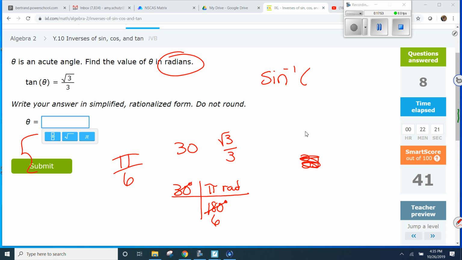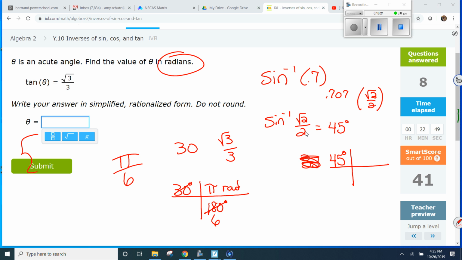This inverse sine of 0.7, I said that's really close to 45 degrees because 0.707 is a value that's really close to radical 2 over 2. So the angle whose sine is radical 2 over 2 is going to be 45 degrees. Well, they wanted it in radian measure, so what I should have done is said 45 degrees, pi radians.